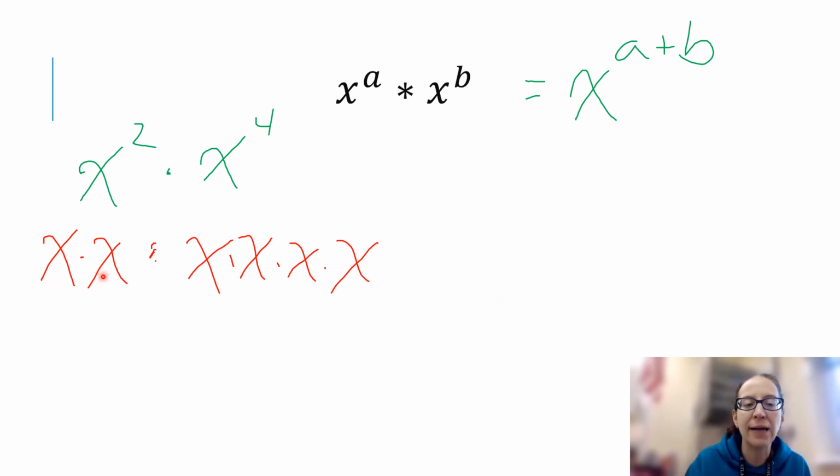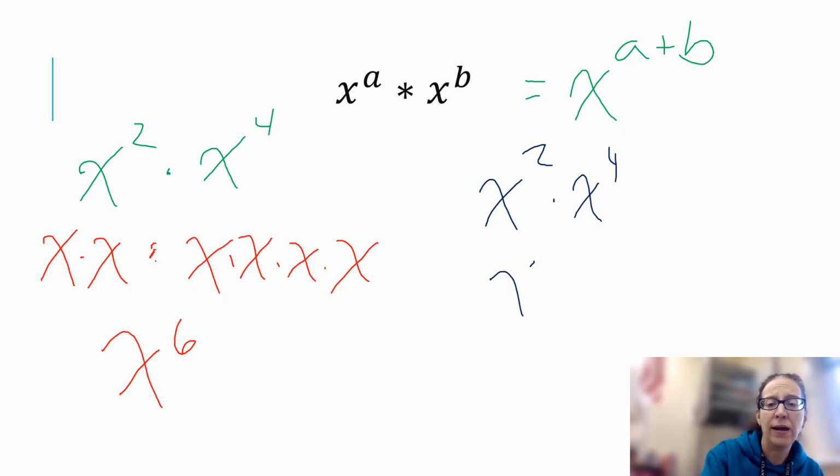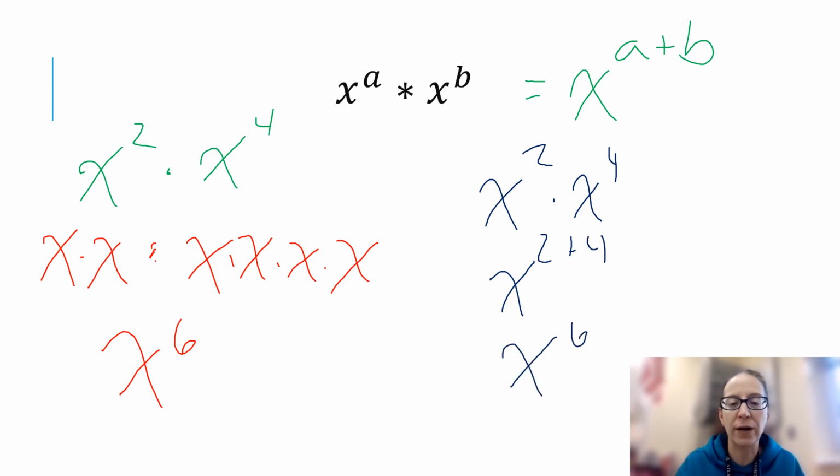So if you have x times x times x times x times x times x, there's a shorter way to write that. That is x to the 6th. For your example, you might write something like this: x squared times x to the 4th is x to the 2 plus 4, which is x to the 6th. And most of the time, we're going to skip that middle piece, because everybody, I hope, can add 2 plus 4 and get the 6.